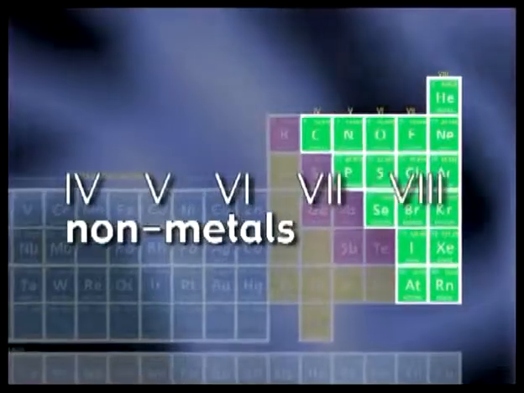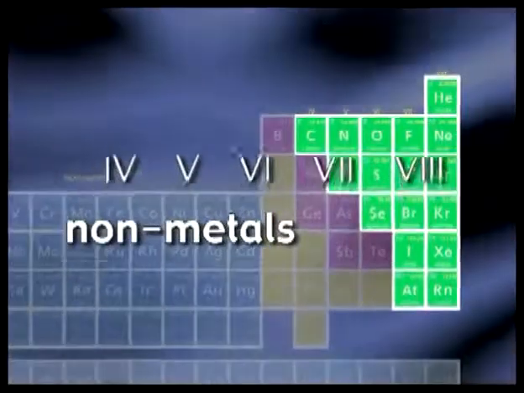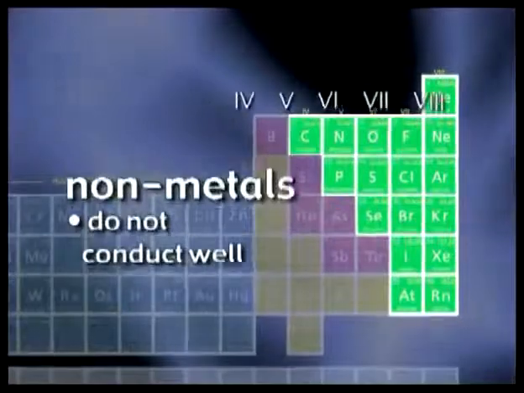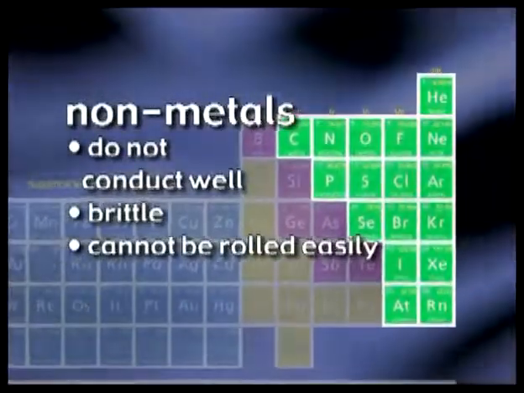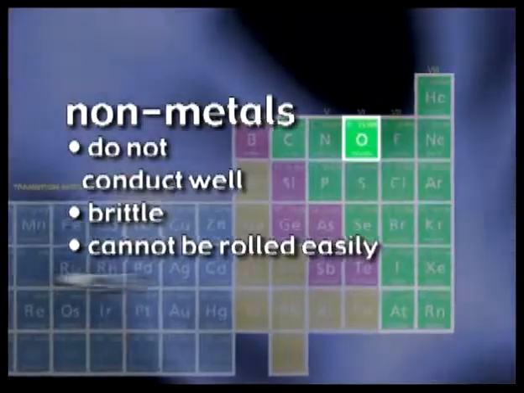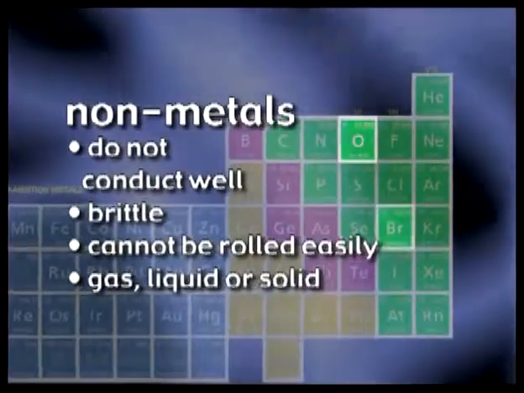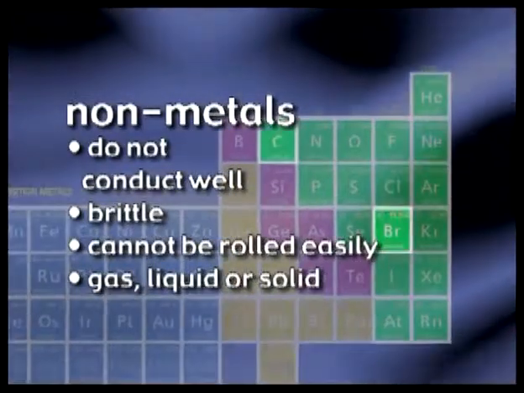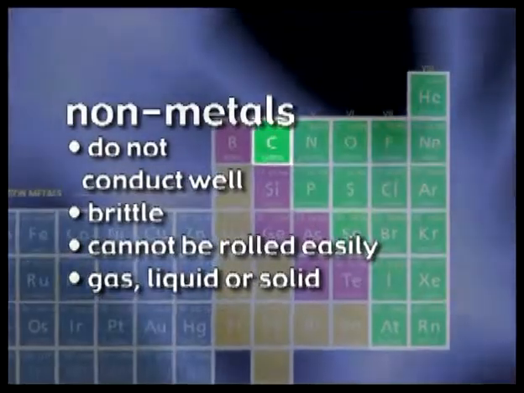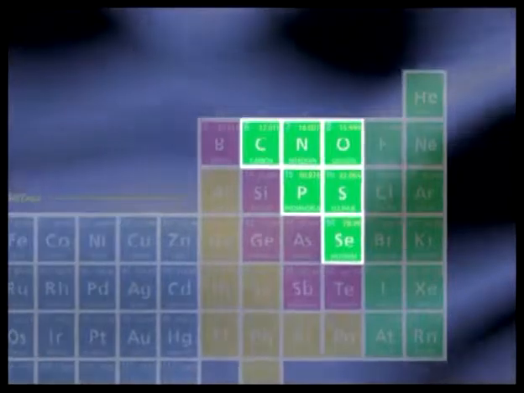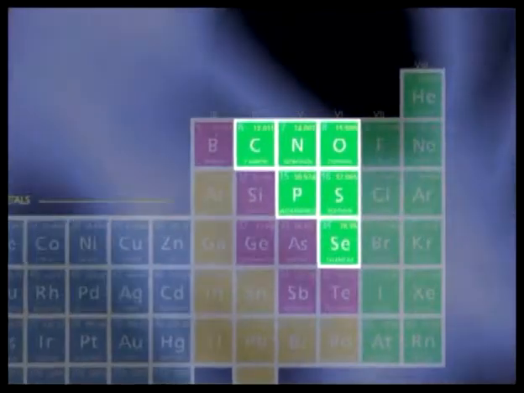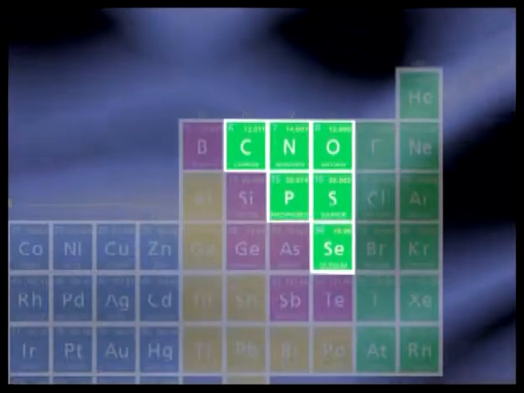Non-metals are in groups 4 to 8 of the periodic table. They do not conduct energy well, are brittle, and cannot be rolled easily into wires. Non-metals can exist as a gas, like oxygen, liquid, like bromine, or a solid, like carbon. Oxygen, carbon, nitrogen, phosphorus, sulfur, and selenium are examples of non-metals.